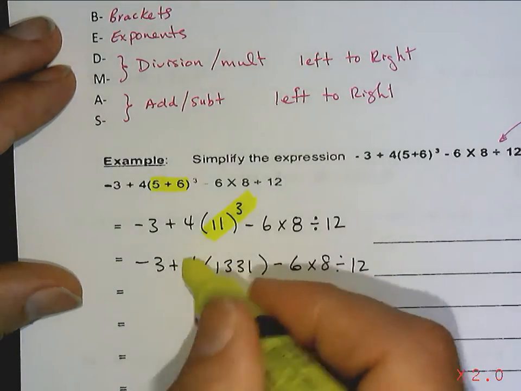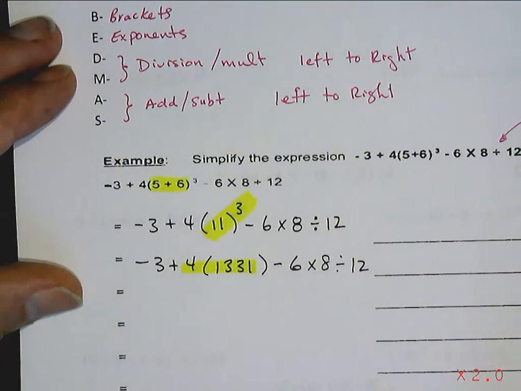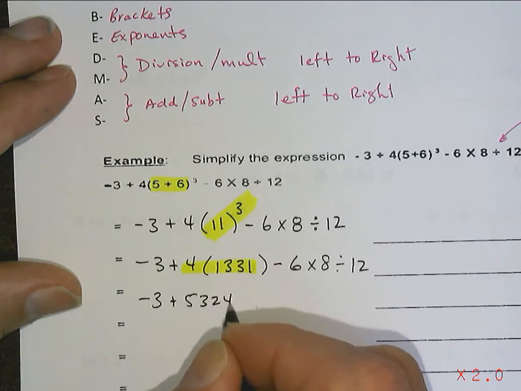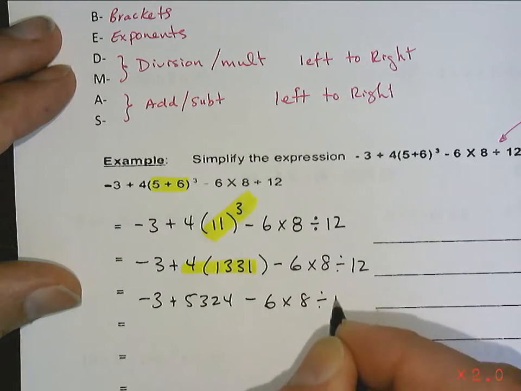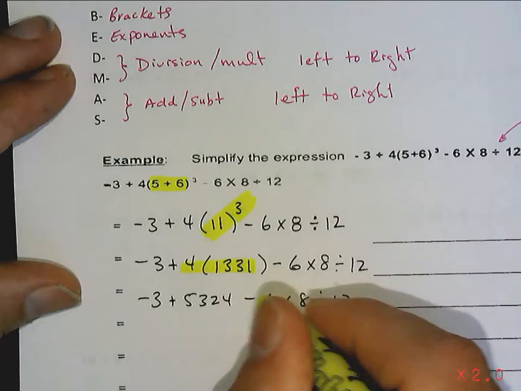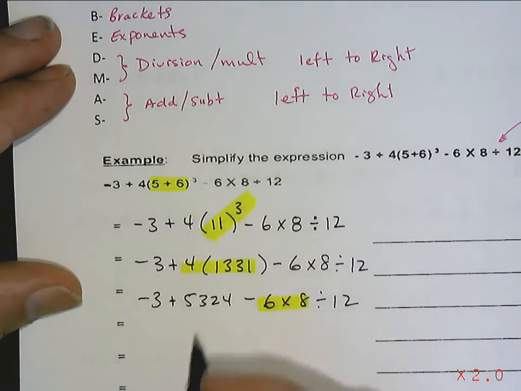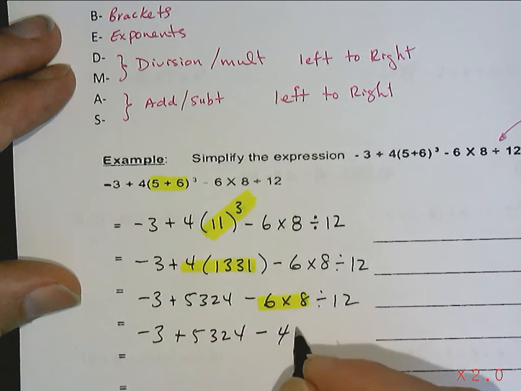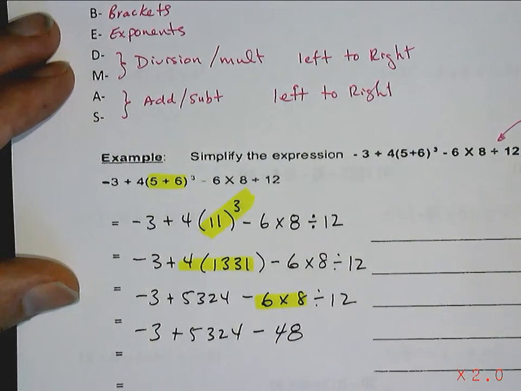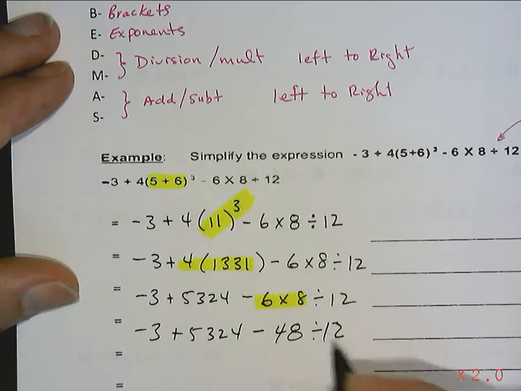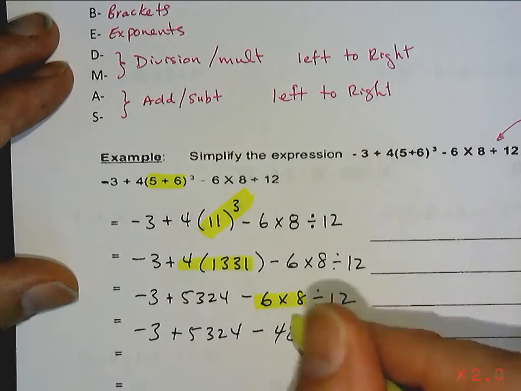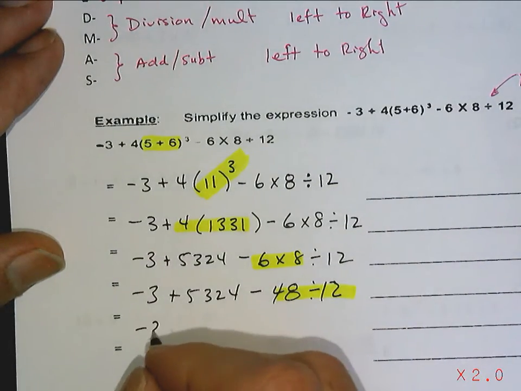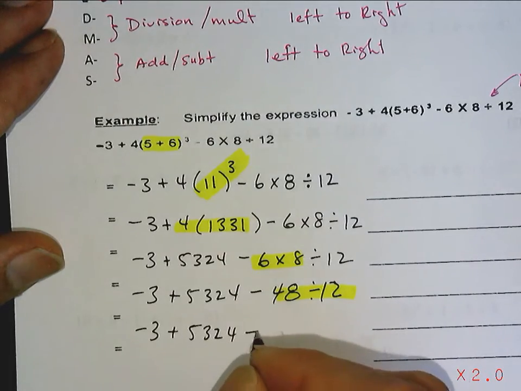The next thing I think we'll do is this multiplication. So times that by 4, and we're going to get negative 3 plus 5,324, minus 6 times 8 divided by 12. The next thing, might as well do that multiplication. That's 6 times 8, 48, I think. 8 times 6, yep, divided by 12. Do this division. That's going to be 4. So now it's negative 3 plus 5,324, minus 4.